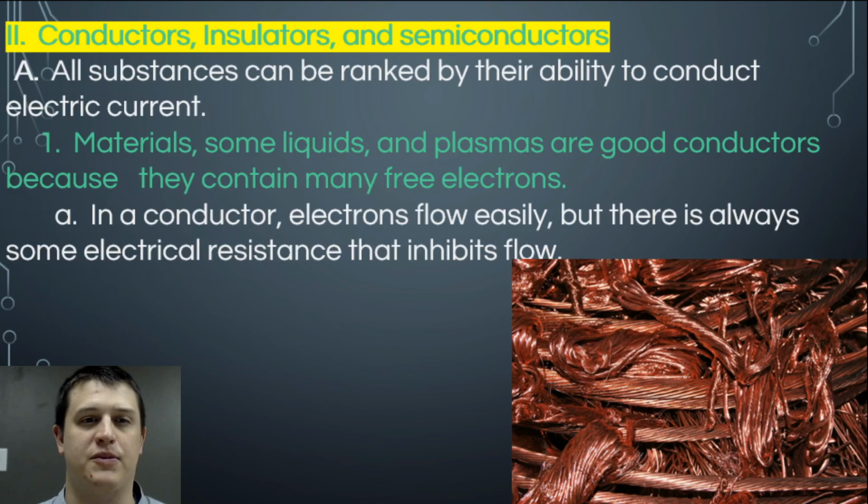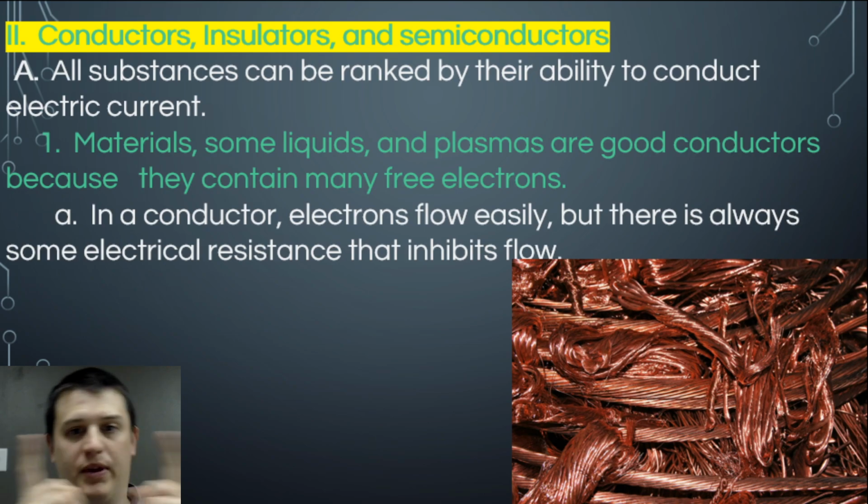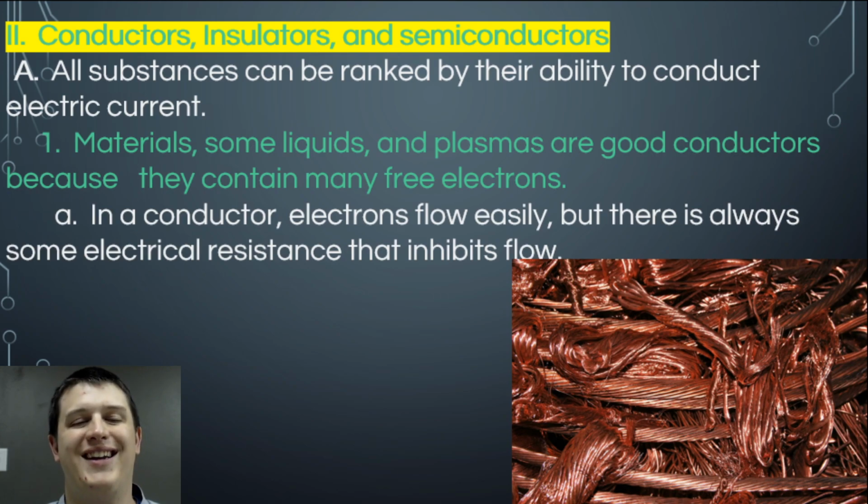Some liquids and plasmas are good conductors because they contain many free electrons. So the more free electrons you have, as in liquids and plasmas, and then metals and other materials, the more electricity can move, because electricity is the flow of electrons from one place to the other. In a conductor, electrons flow easily, but there's always some resistance that inhibits the flow.